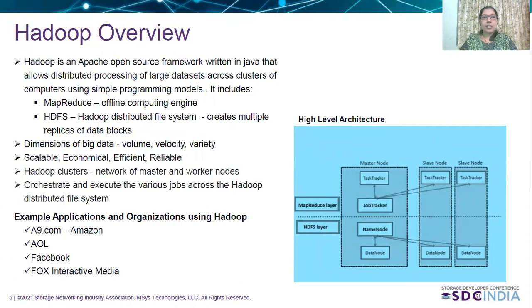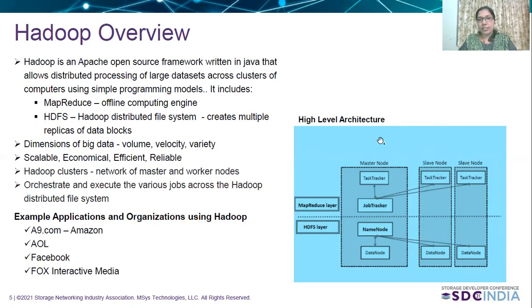We shall see the overview of Hadoop. Hadoop is an Apache open source framework written in Java that allows distributed processing of large data sets across clusters of computers. It includes MapReduce and HDFS. MapReduce is the computing engine and HDFS is the Hadoop Distributed File System, where it creates multiple replicas of data blocks. Example applications and organizations using Hadoop are Amazon, AOL, Facebook, and Fox Interactive Media.